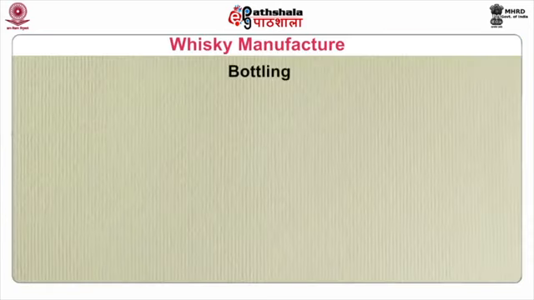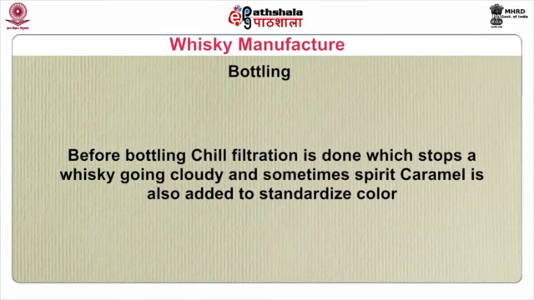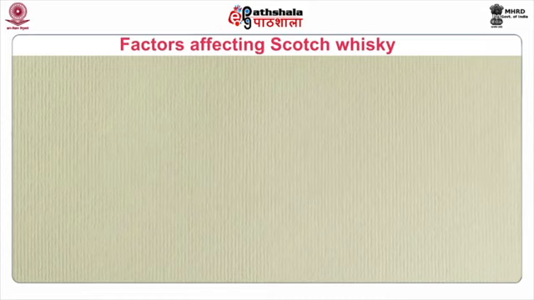After that, we go for bottling. Before bottling, chill filtration is done, which stops a whiskey going cloudy, and sometimes spirit caramel is also added to standardize color. Now, we are going to discuss the factors which affect the Scotch whiskies.